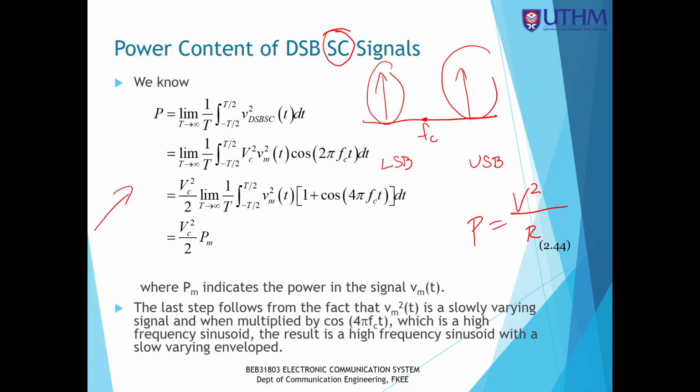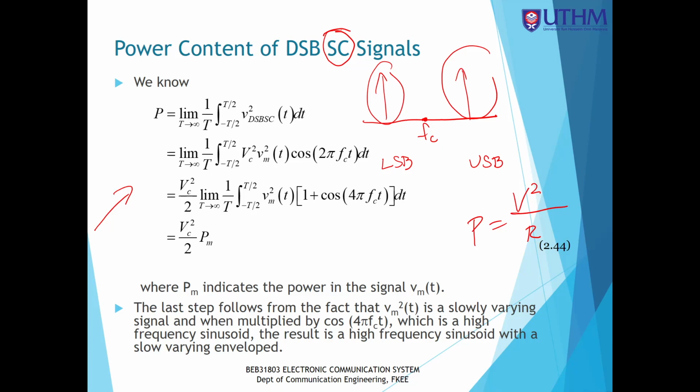So actually there's a r over here. Sebenarnya ada r di sini, actually. Okay, but the r is assumed as 1. So that's why this equation doesn't mention about R. Okay, so the equation of double sideband full carrier, Vc square Vm square cos 2 pi FCT.